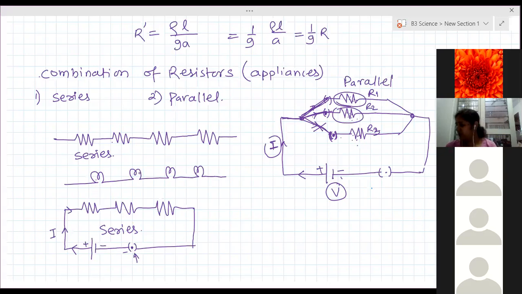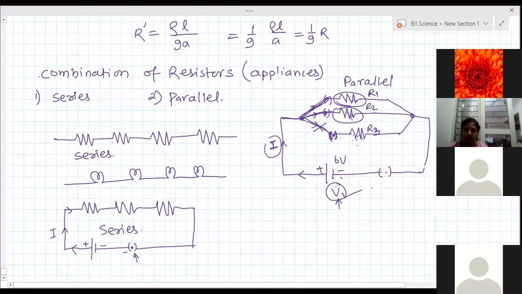Ma'am, I didn't understand the last sentence which you told for the voltmeter in parallel. The value of potential difference across each resistor remains the same, equal to the total value, because they are independently and directly connected to the cell, to the battery. So the value of V across these resistors remains the same, equal to this value of V. If this potential difference is 6 volts, then across R1, across R2 and across R3, the potential difference will be 6 volts.